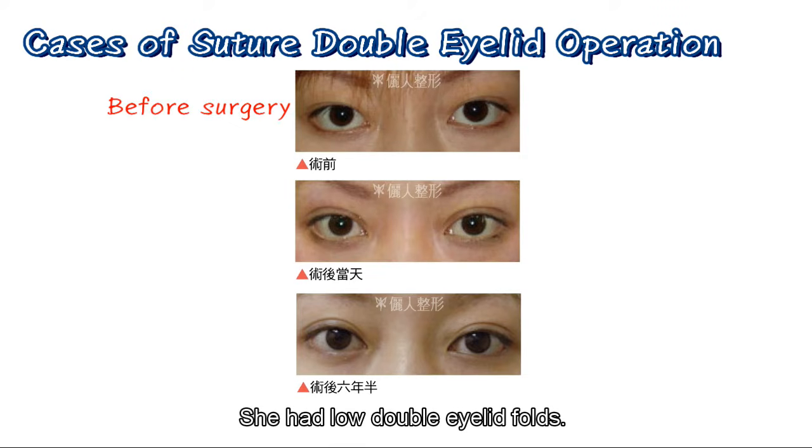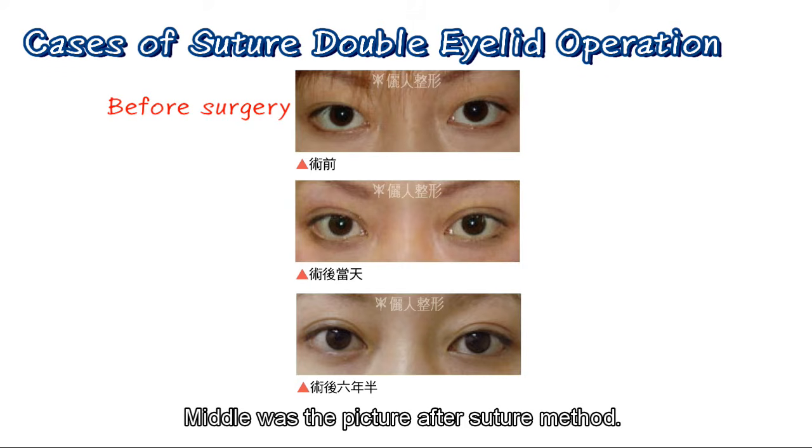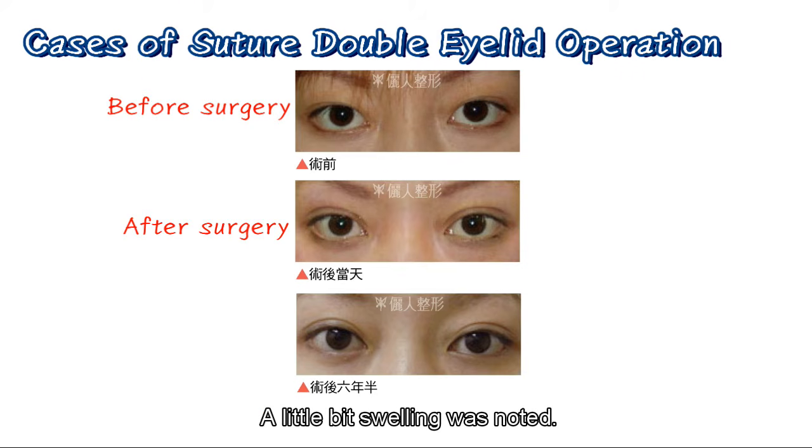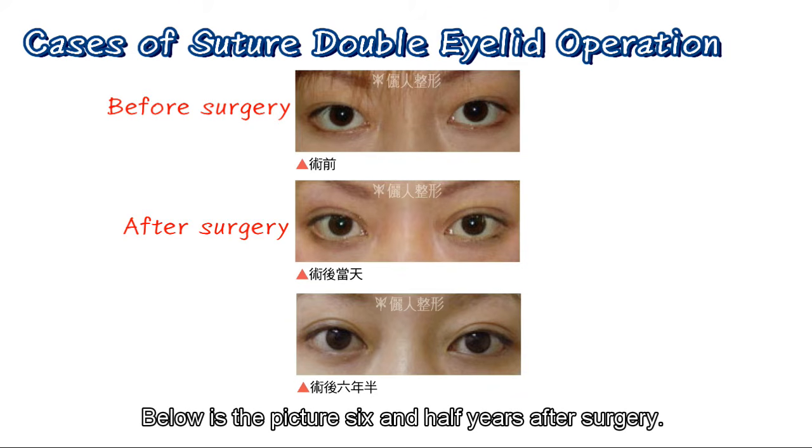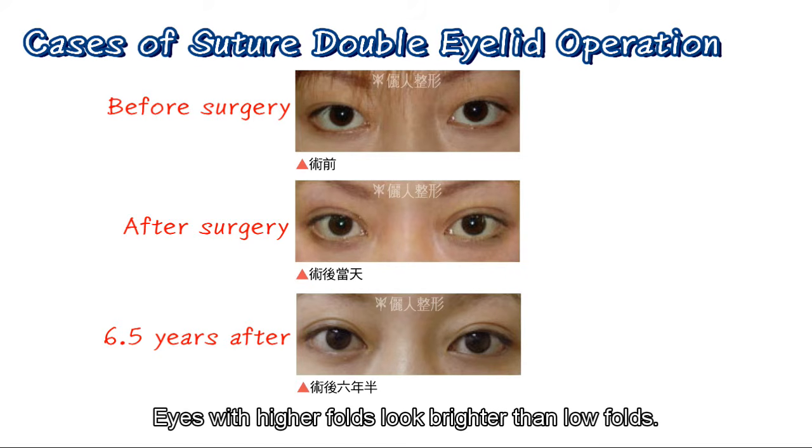Another case, she had a low double eyelid fold. She did not like it. Middle was the picture after suture method. A little bit of swelling was noted. Below is the picture 6.5 years after surgery. Eyes with higher fold look brighter than lower fold.